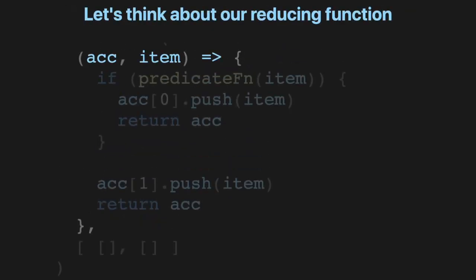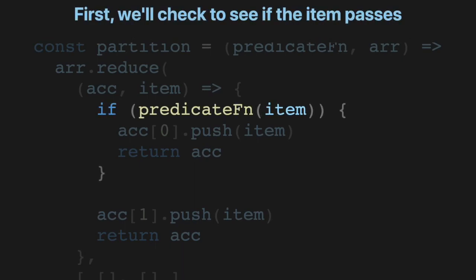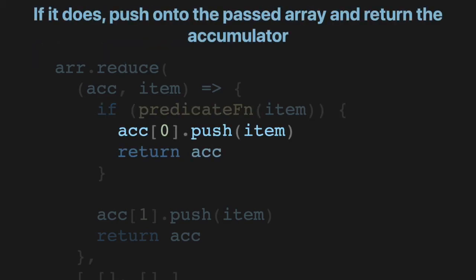Now we need to think about the reducing function. We have the accumulator, which again will be the array of arrays, and we have the current item. The first thing we do is check whether that item passes the predicate function or not. And if it does, we're just going to push that item onto the first inner array. That first inner array will be the elements that pass the condition, and we'll return the accumulator.